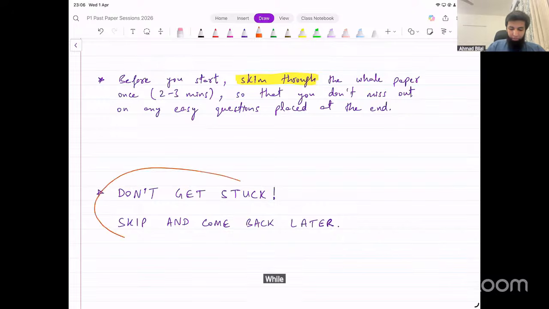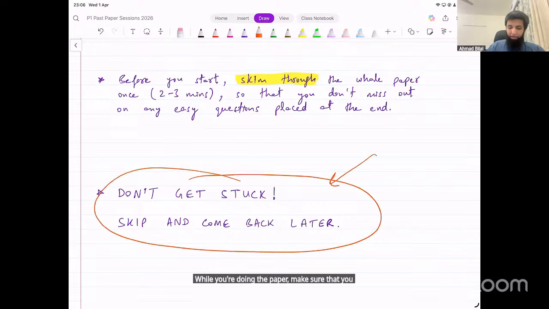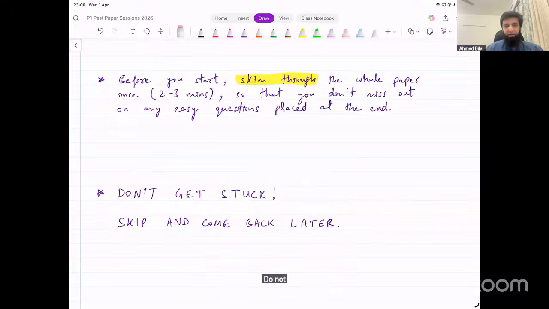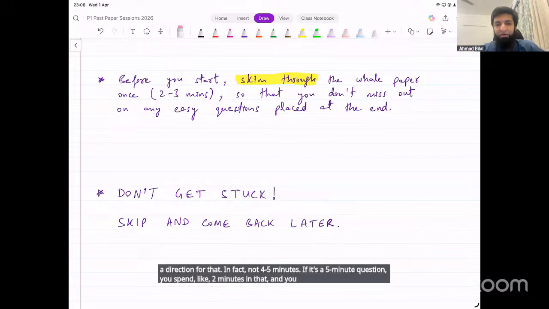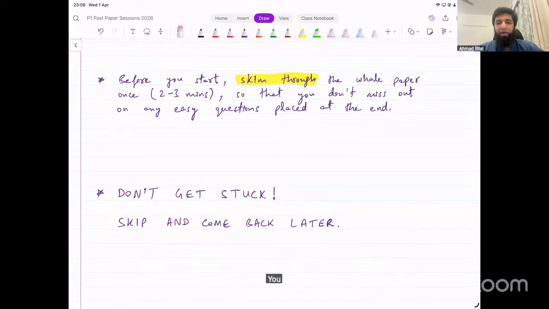And then while you're doing the paper, make sure that you do not get stuck. Do not get stuck at any particular question. What that means is, if it's a 5 mark question and you spend like 4 or 5 minutes thinking about it, and you cannot really find a direction for that. In fact, not 4 or 5 minutes. If it's a 5 mark question, you spend like 2 minutes on that and you can't really figure out any direction. You don't have any idea what to do about that. Don't just keep thinking that, okay, I have to figure it out right now.